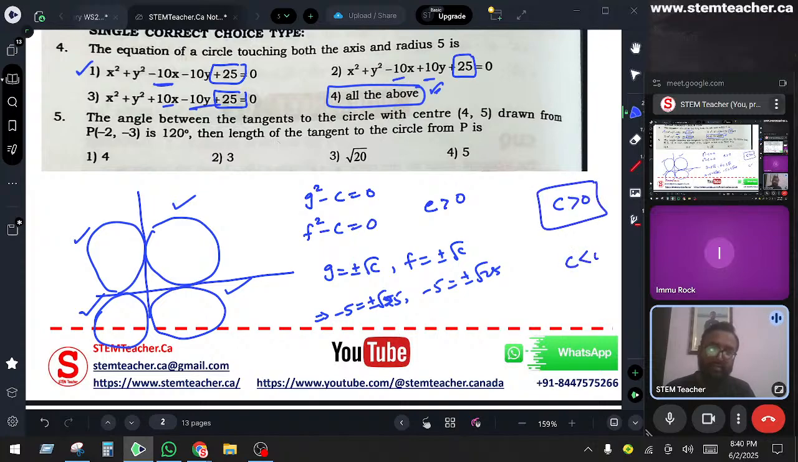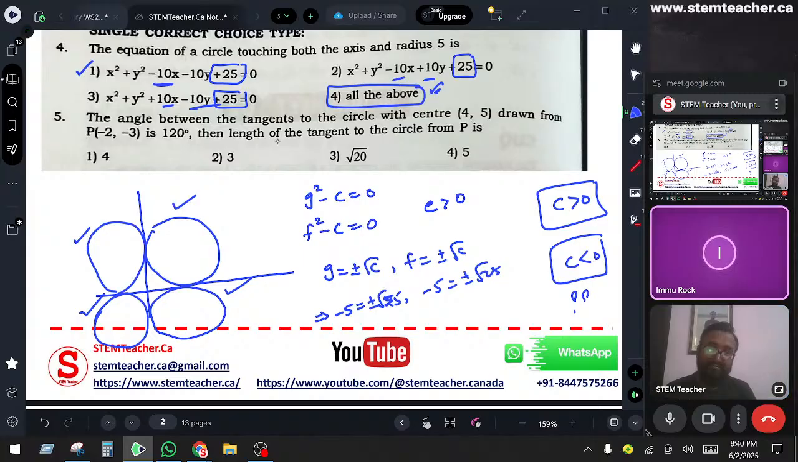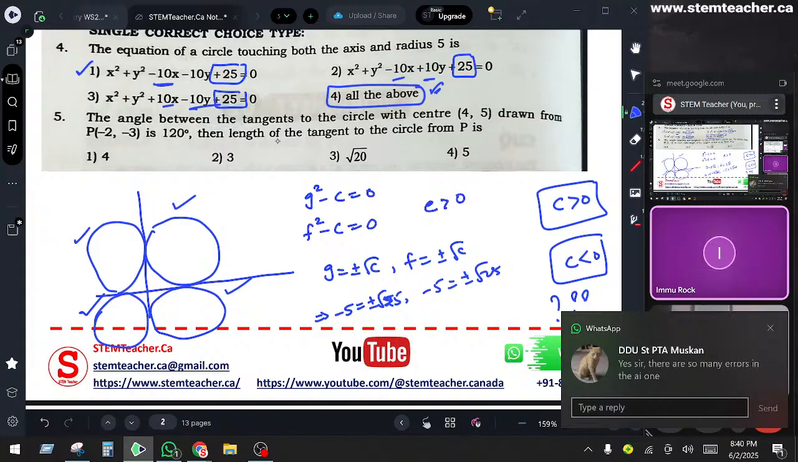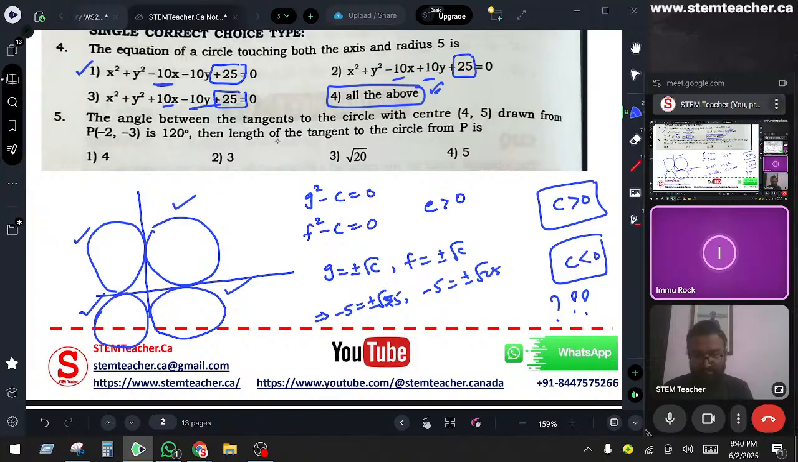c less than 0, what happens? Wait a second.